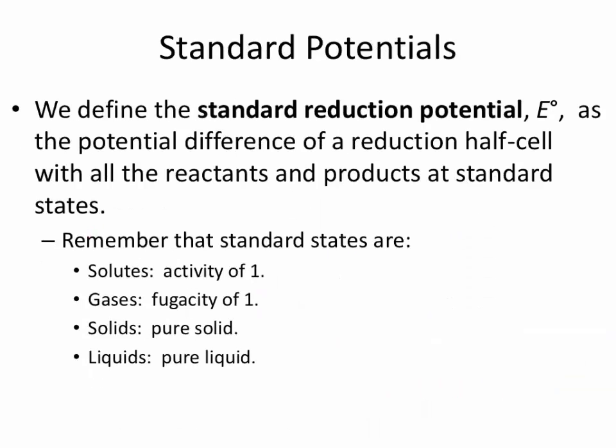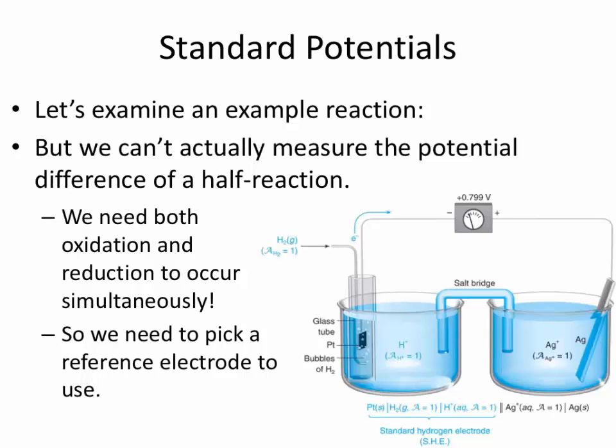Now we can define the standard reduction potential, which we symbolize with this E0, as the potential difference of a reduction half cell with all the reactants and products at standard states. Now remember that standard states are, for solutes, an activity of 1, for gases, a fugacity of 1. Remember that fugacity is simply the gaseous version of activity. For solids, they're going to be the pure solid, and for liquids, they will be the pure liquid. So let's examine an example reaction, which we show down here.